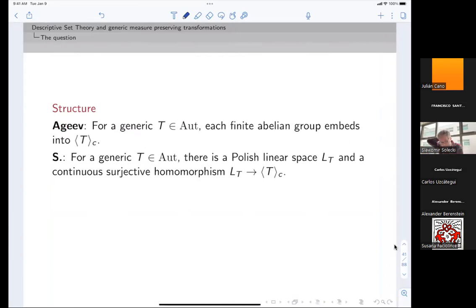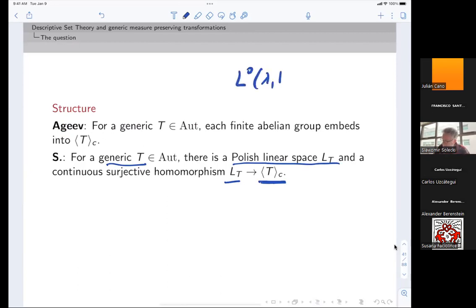I also made a contribution some time ago: for a generic T, and maybe I will say a word about it, there is a Polish linear space, a linear space with a Polish topology. It's not a Banach space, but it has a Polish topology that respects the linear operations. And there is a continuous surjective homomorphism from that linear Polish space onto that group for a generic T. And notice it's quite easy. Let me just write it.